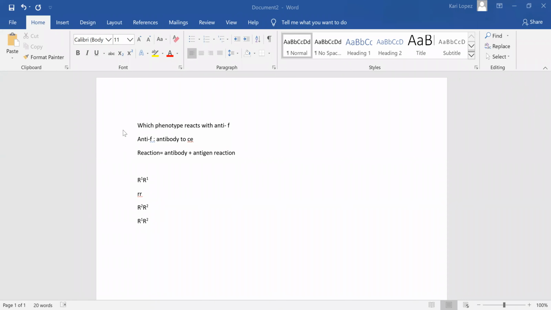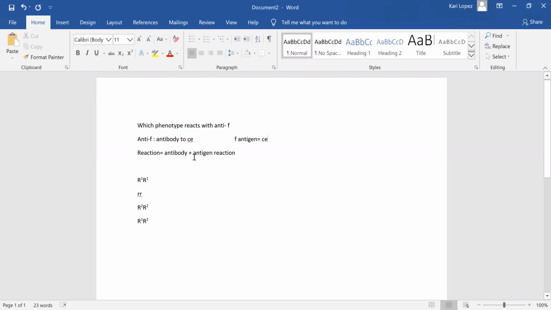Okay, so which phenotype reacts with anti-F? It's a question, and these are the choices out of the Weiner terminology. And so anti-F is the antibody to little c, little e. So if you have the F antigen, it means you have little c, little e.